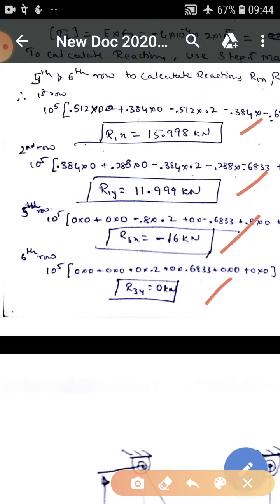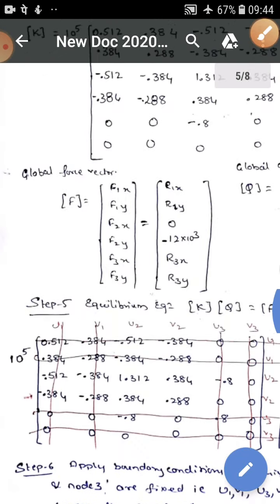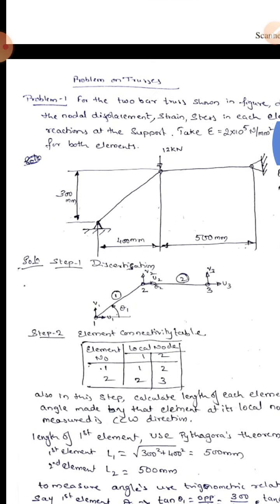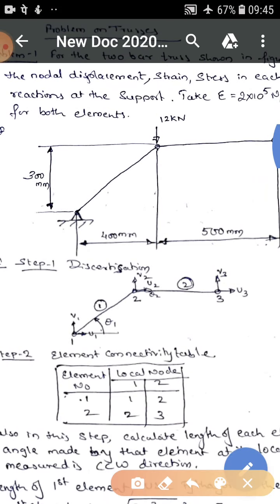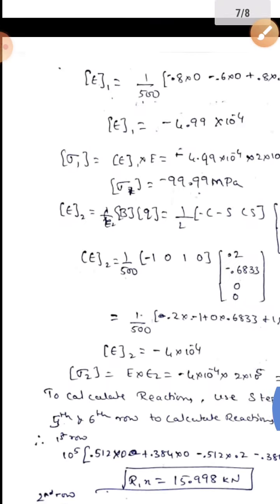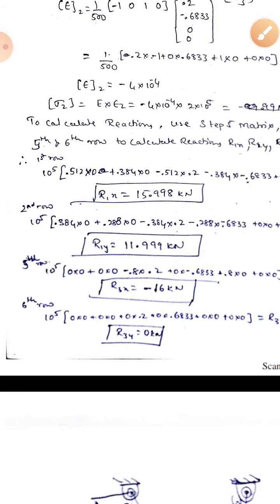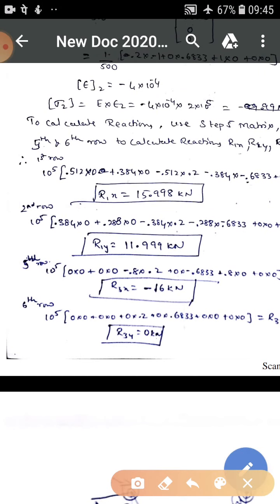Checking is based on the force applied in this problem. If you remember, the force applied is only in the y direction, that is 12 kilonewton in the y direction. Now refer to your final reaction values. If you see R1y, it is 11.99 kilonewton, positive, that is in the upward direction.